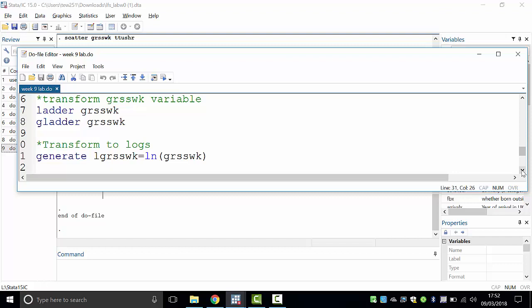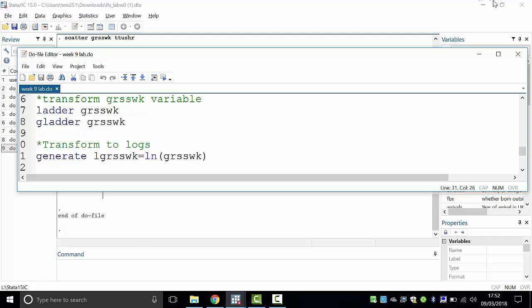Now, ladder is a command for transforming the original variable to different forms. We will be working with a log form for a reason. I'm going to show you why.